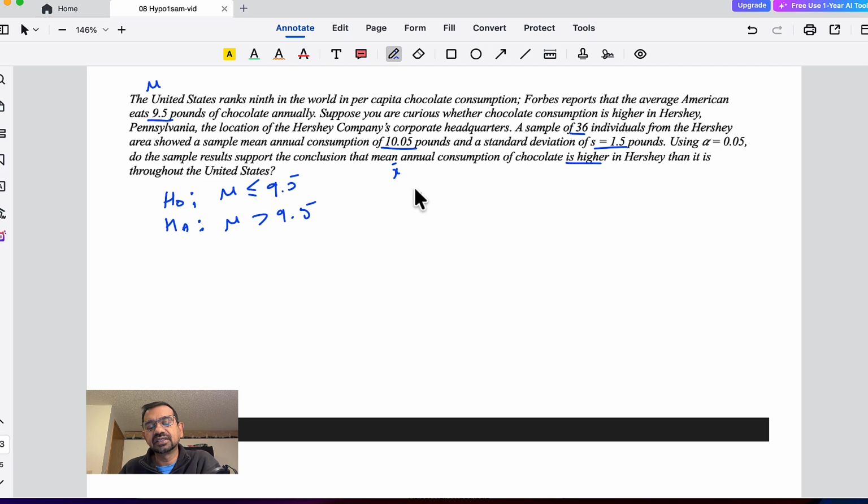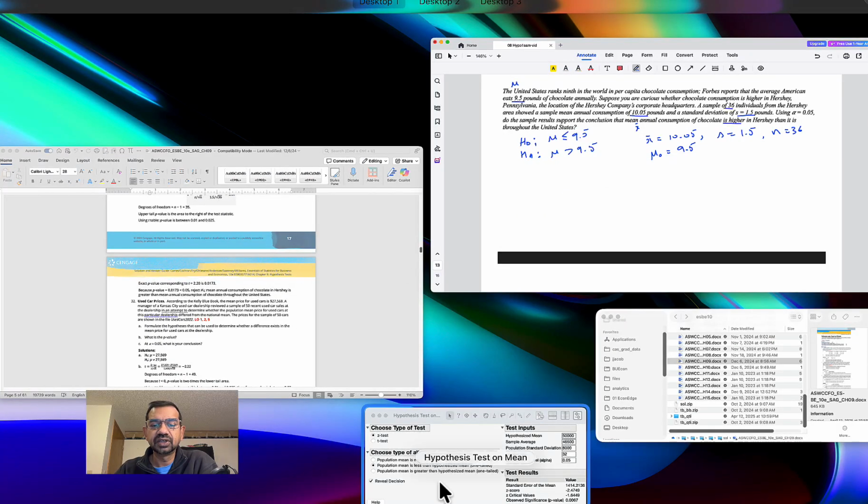And again, the information given to us is that our sample average is 10.05. Our sample standard deviation is 1.5, and our sample size is 36. We will use these values along with our postulated hypothesized value of 9.5 in the test calculator and jump.